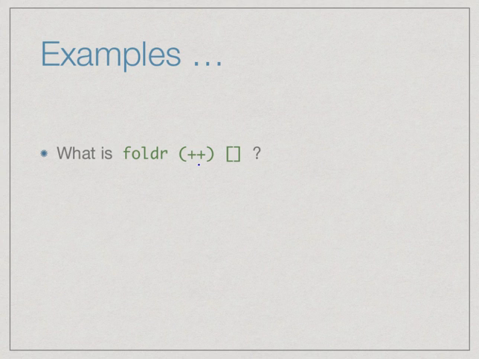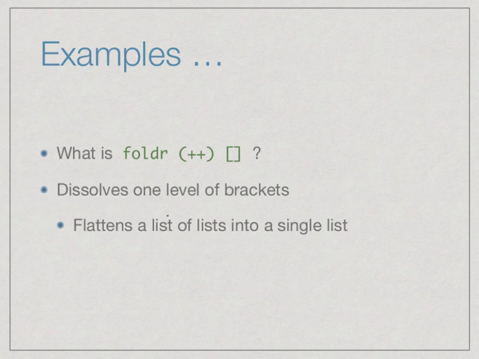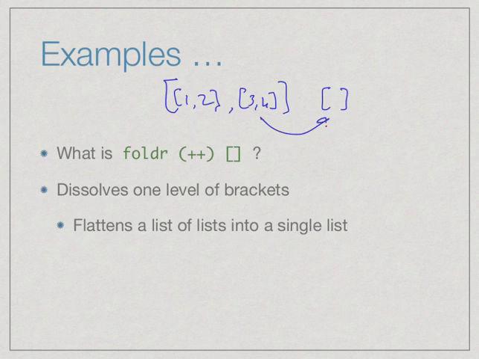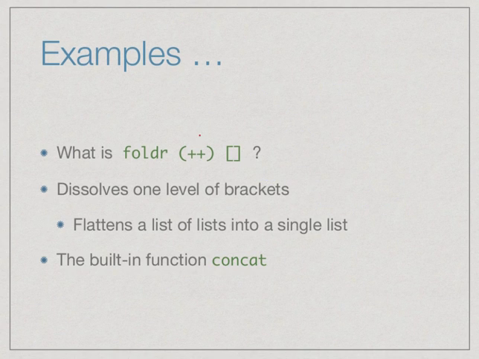What if we fold the function plus plus, the function that joins two lists together, using again the empty list? Then we will see that this actually works like concat because it dissolves one level of brackets. Supposing I have 1, 2, and I have 3, 4, and I take this, then this plus plus this will give me 3, 4, and this plus plus this will give me 1, 2, 3, 4. So this is just the same as the built-in function concat. So we can write familiar functions in different ways using foldr.